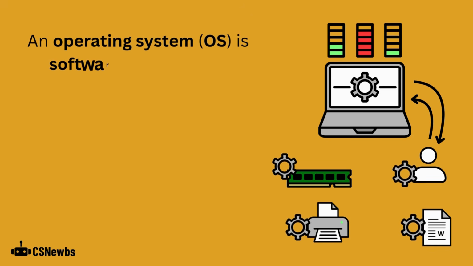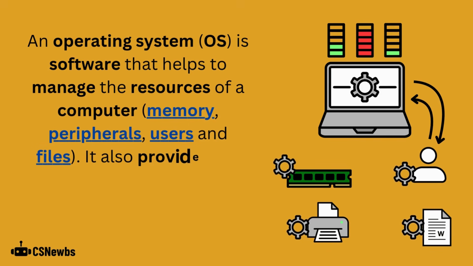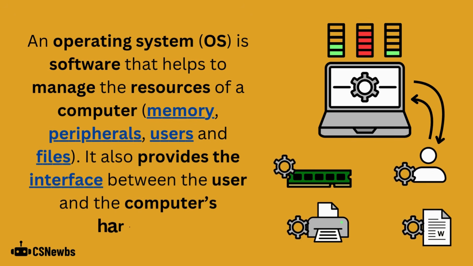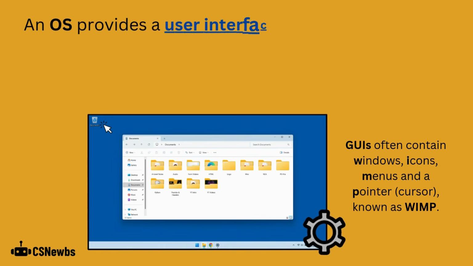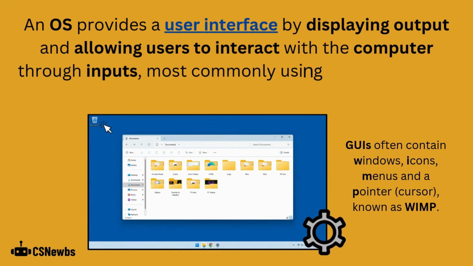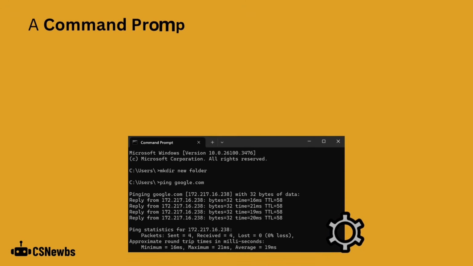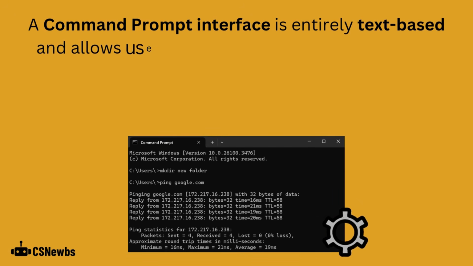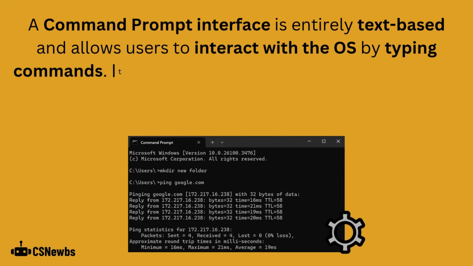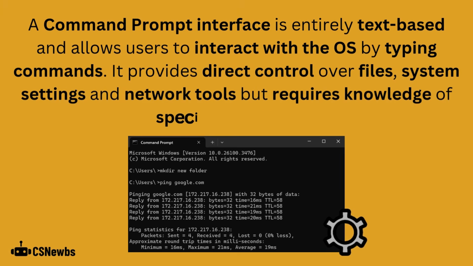An operating system is software that helps to manage the resources of a computer, especially managing memory, peripherals, users, and files. It also provides the interface between the user and the computer's hardware. An operating system provides a user interface by displaying output and allowing users to interact with the computer through inputs, most commonly through a graphical user interface. Alternatively, a command prompt interface is entirely text-based and allows users to interact with the operating system by typing commands. It provides direct control over files, system settings, and network tools, but requires knowledge of specific commands.